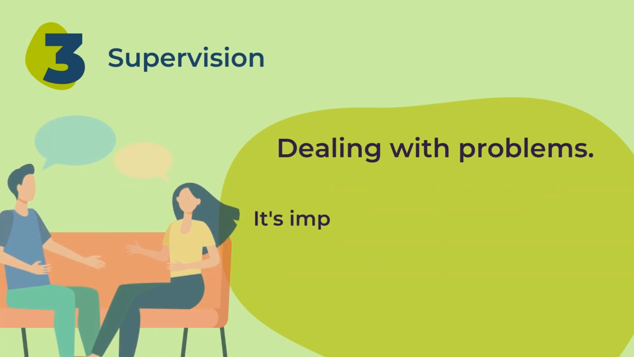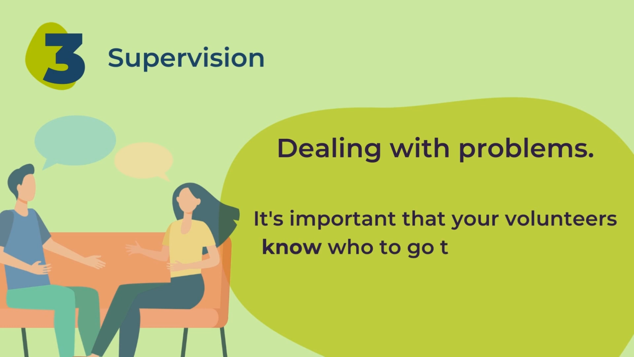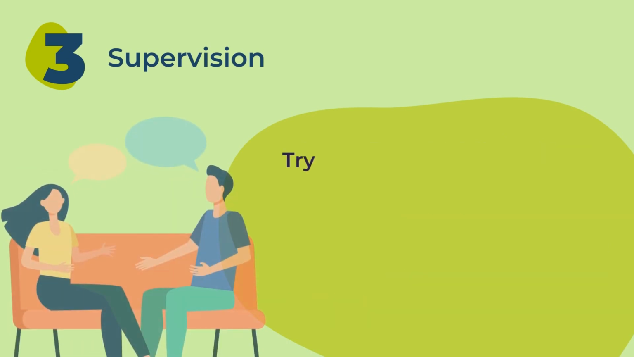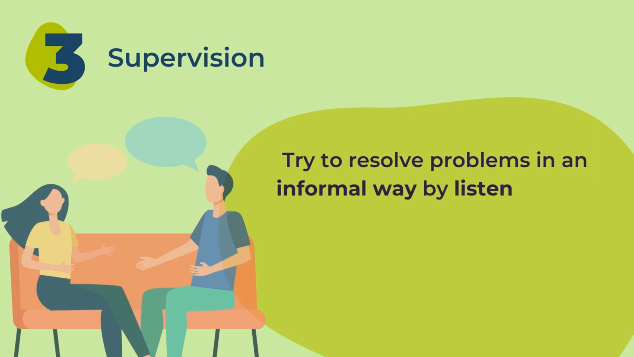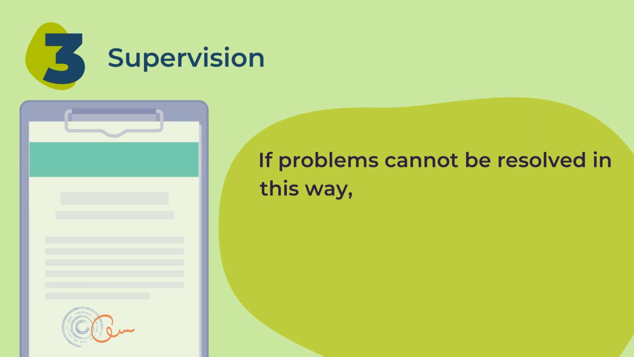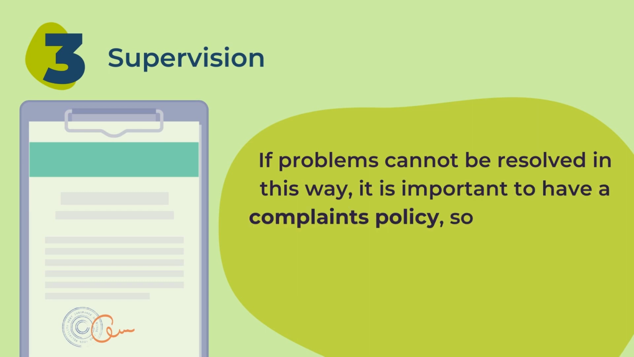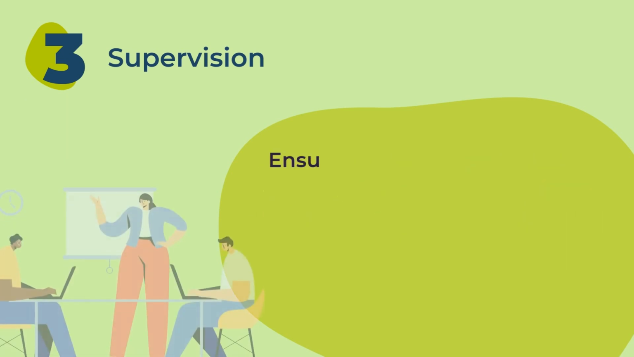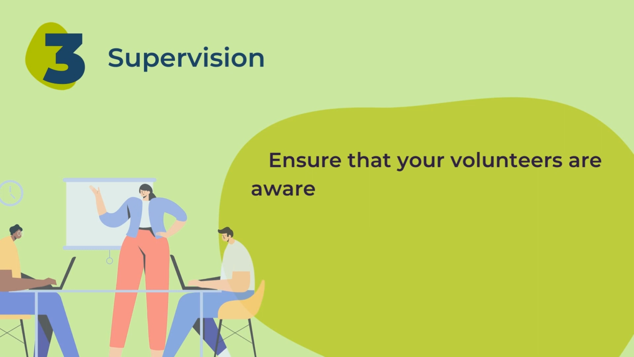Dealing with problems. It's important that your volunteers know who to go to if they have a problem, which is usually their volunteer manager. It is always preferable to try and resolve problems in an informal way by listening and offering support. If problems cannot be resolved in this way, it's important to have a complaints policy so all parties are clear about the process to follow. Ensure that your volunteers are aware of and have access to all the essential policies related to volunteering.